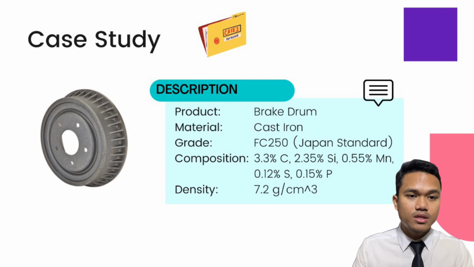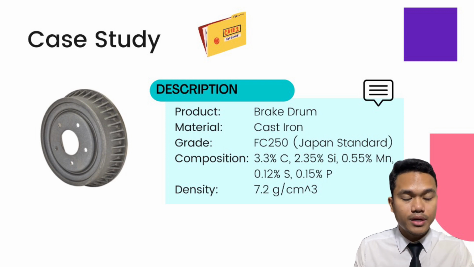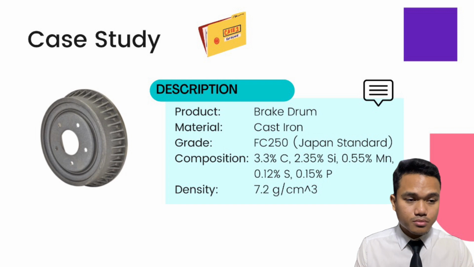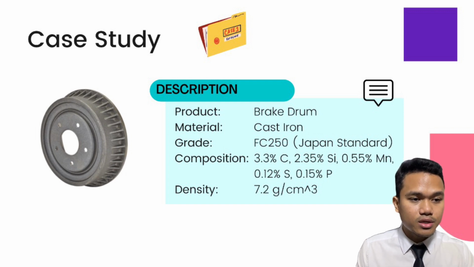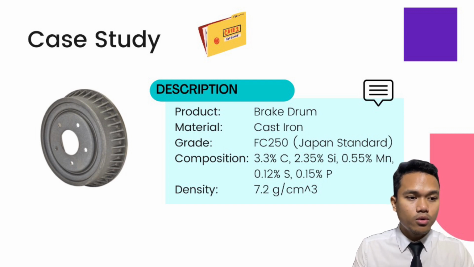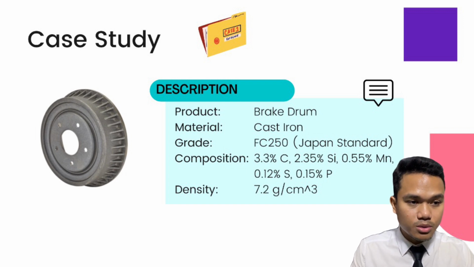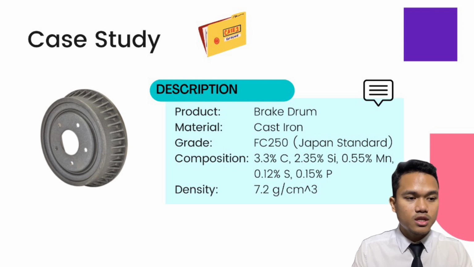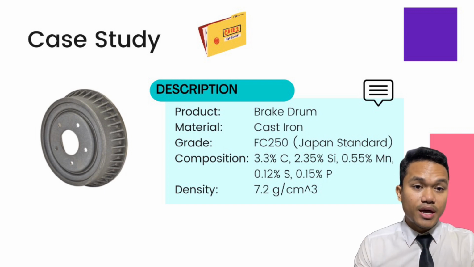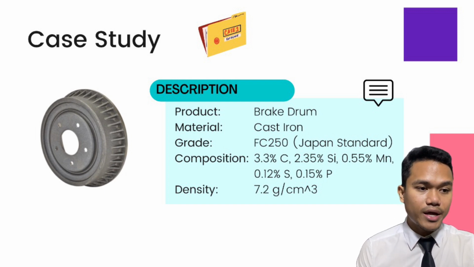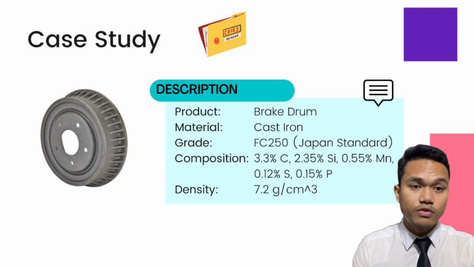For my case study, I'll choose brake drum as the product to be casted. The material is cast iron and the grade is FC250, which is Japan standard. The composition is 3.3% of carbon, 2.35% silicon, 0.55% manganese, 0.12% sulfur and 0.15% of phosphorus. And the density is 7.2 gram per cubic centimeter. This value will be used in the gating system calculation.